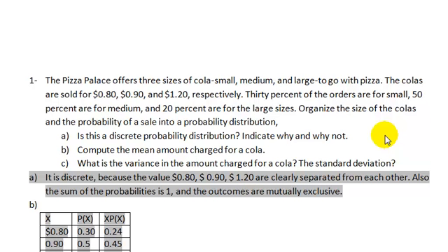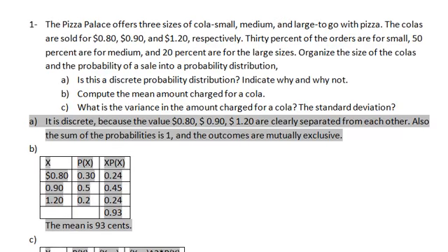First, is it a discrete probability distribution? Indicate why or why not. Yes, it is discrete because the values of 80 cents, 90 cents, and $1.20 are clearly separated from each other. Also, the sum of the probabilities is 1, and the outcomes are mutually exclusive. It all fits the characteristics of a discrete probability distribution.